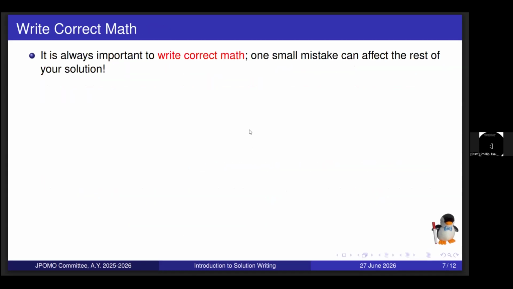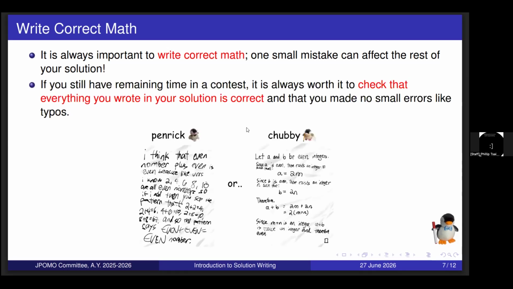Also, it is very, very necessary to write correct math. Even one small mistake can affect the rest of your solution. For example, usually in contests, even if you make a small math error, that can be the difference between full marks, for example 10 points, and 7 or 6 points. Just one small mistake can affect a lot of points basically.